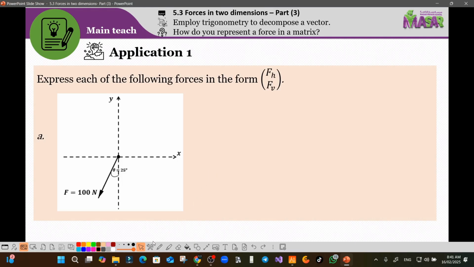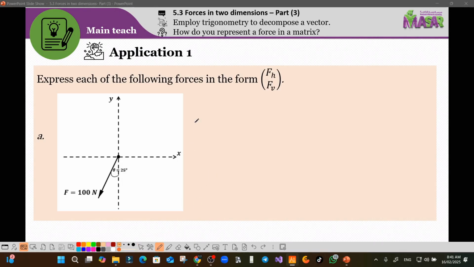Now let's solve these questions together. We need to decompose the vector F, or the force F, into two components, and then we should show our outcome using the matrix notation. Now the type of the angle here is with respect to the y, because the measured angle is between the force and the y-axis. This is the y-axis.